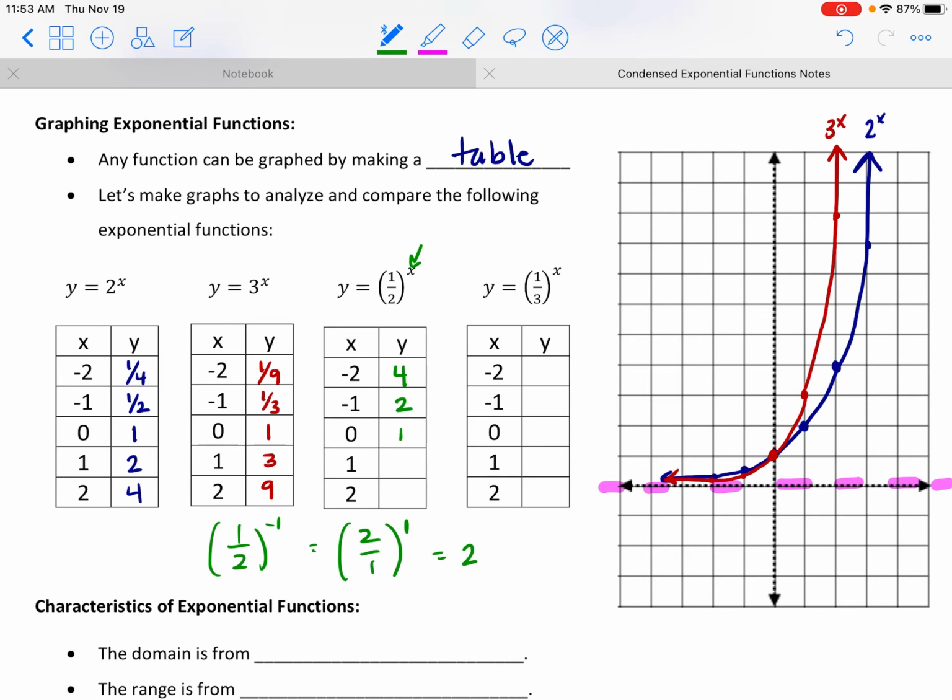Anything to the power of 0 is 1. Anything to the first is itself. And then 1/2 to the second power, 1/2 times 1/2, is going to be 1/4. What happens in this graph?